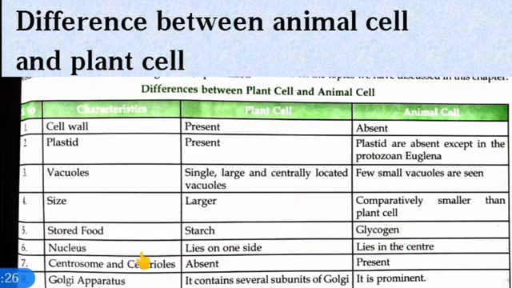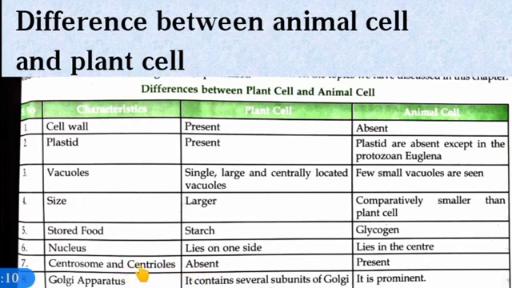And the nucleus. The nucleus lies on one side due to the presence of a single large vacuole at the center. It pushes the nucleus towards one side, towards the cell membrane. Hence, the nucleus lies on one side, whereas in animal cells it lies in the center. Then, the centrosome and centrioles are absent in plant cells, whereas in animal cells they are present.